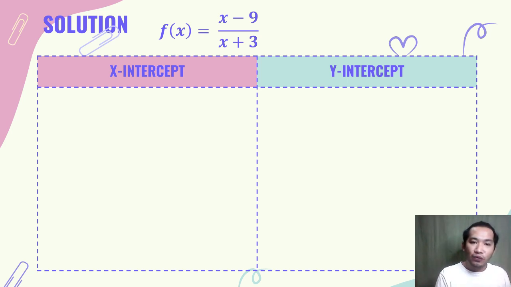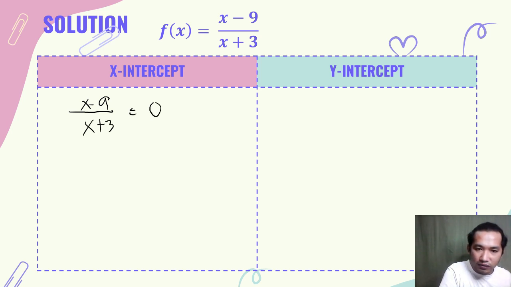Okay, let's solve. First, what is the x-intercept? Again, we will equate the function to 0. And that is (x - 9)/(x + 3) = 0. You know that 0 has an imaginary denominator of 1. We will cross multiply it. x - 9 multiplied by 1 is x - 9, equal to x + 3 multiplied by 0, which is 0.